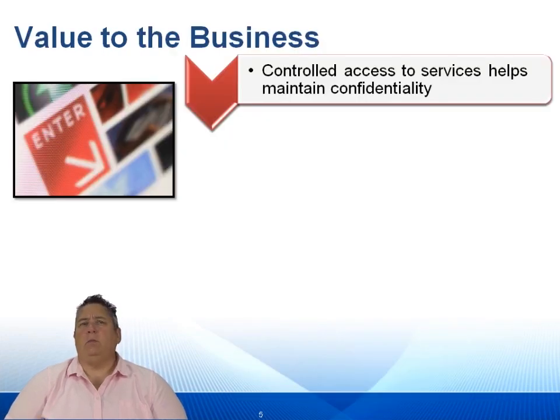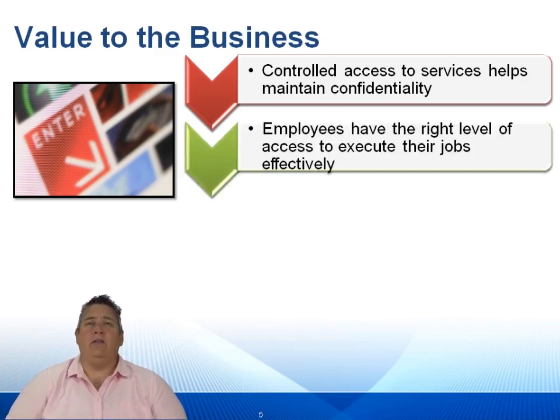So what's the value to the business? Well, first of all, you now have a stopgap here and you can control access to services, which will help maintain confidentiality of data and services for that organization. Employees have to have the right level of access to execute their jobs effectively. So now we can segment or separate out what employees are allowed to view or to access if that's important to the organizational work procedures.